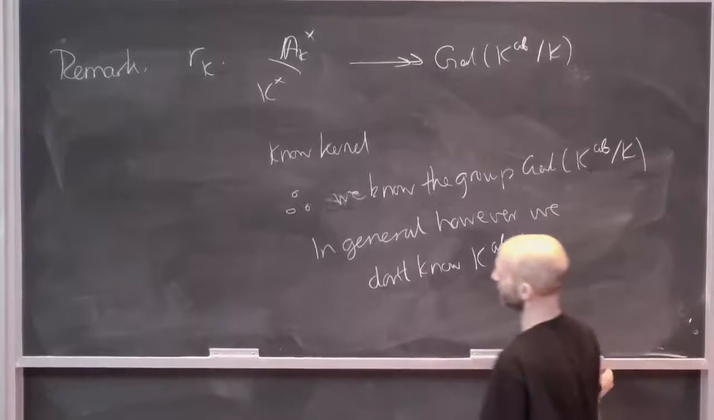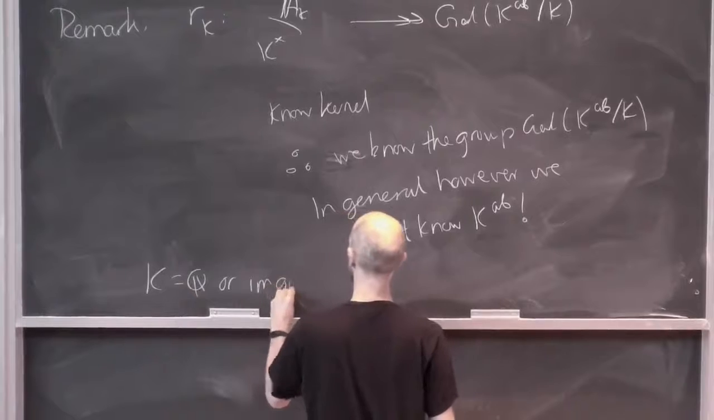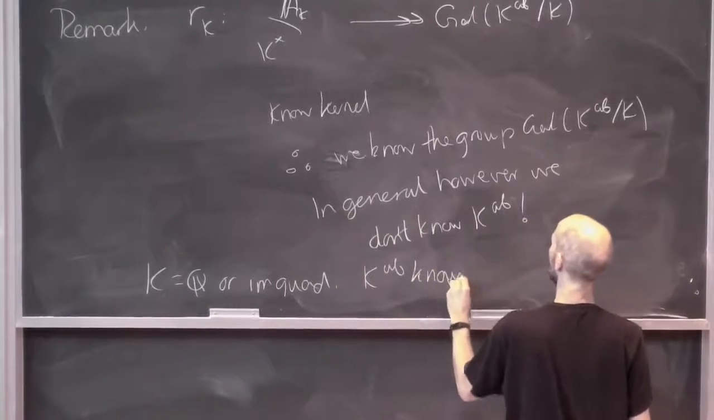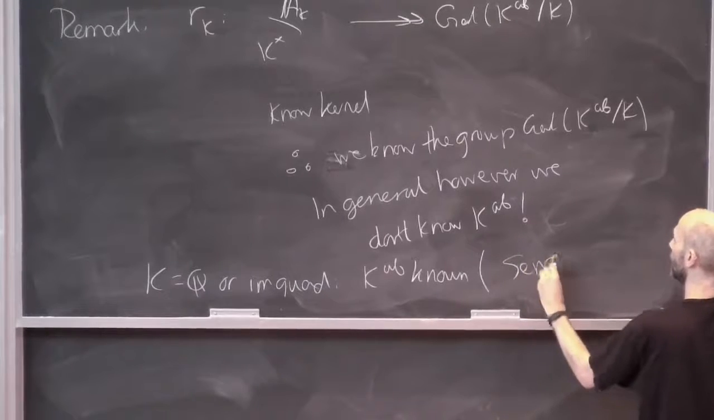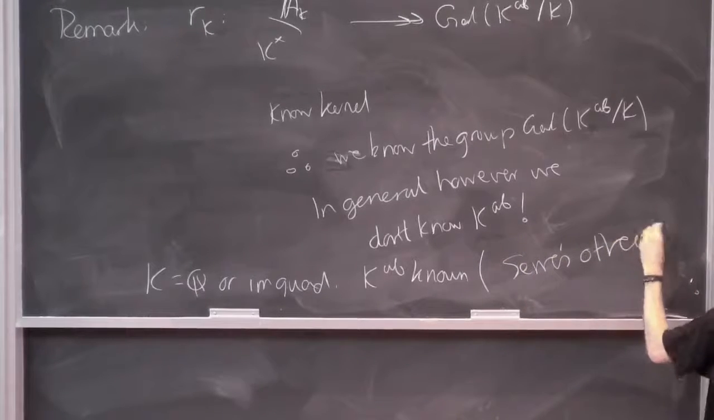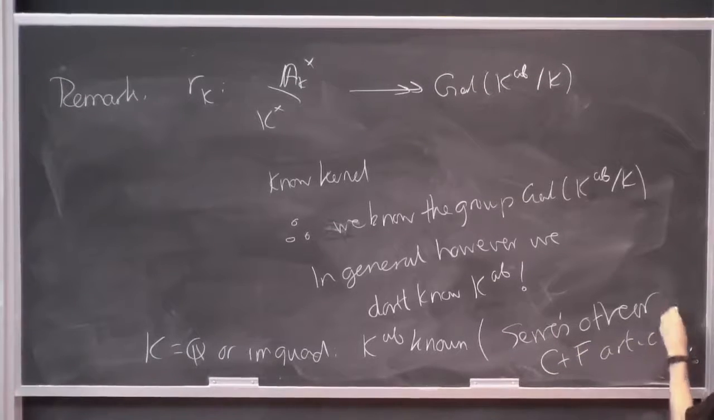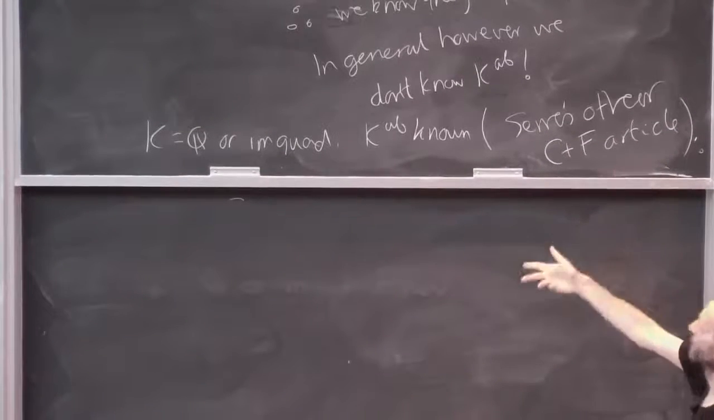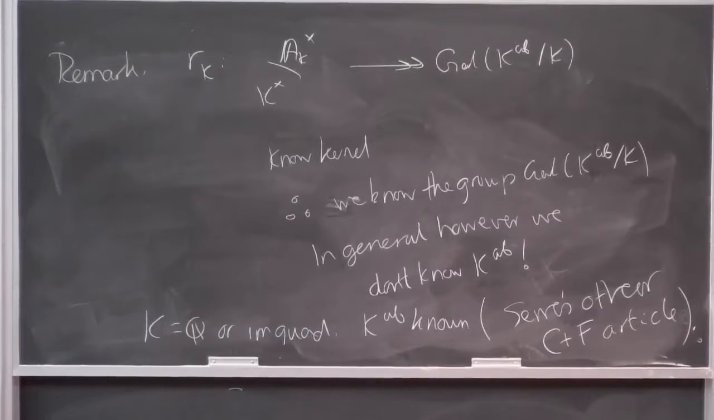So if K is Q, or imaginary quadratic, K^ab is known. There's an article by Serre in Cassels-Fröhlich, not the canonical article by Serre, Serre's other article in Cassels and Fröhlich. For imaginary quadratic fields, it's to do with j-invariants and torsion of CM elliptic curves.